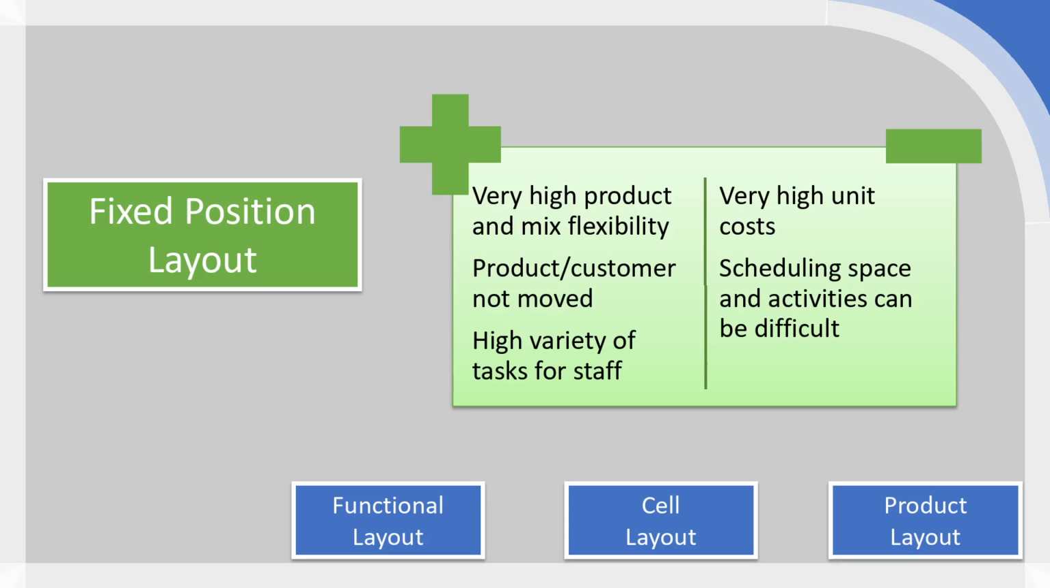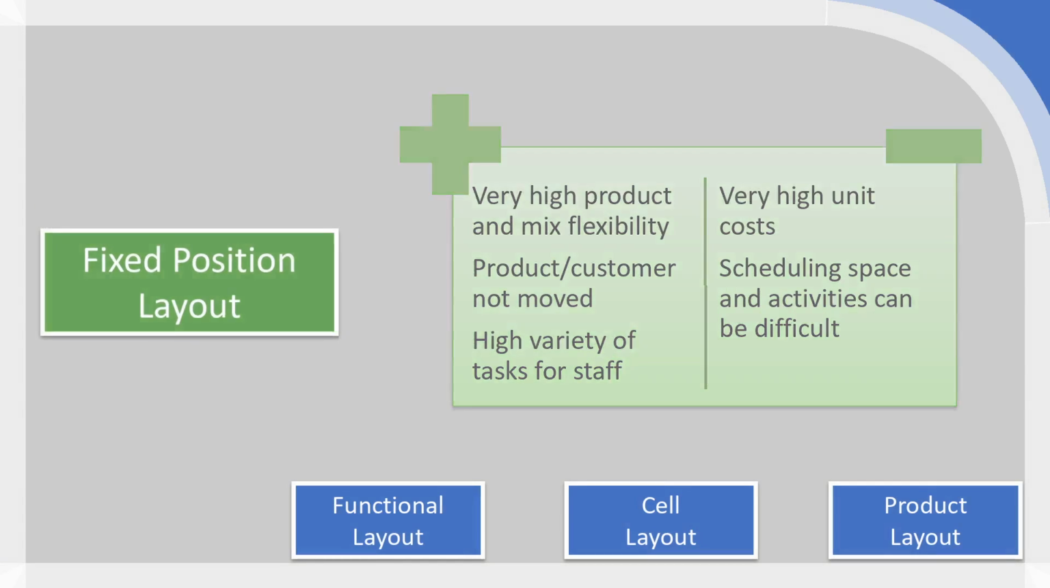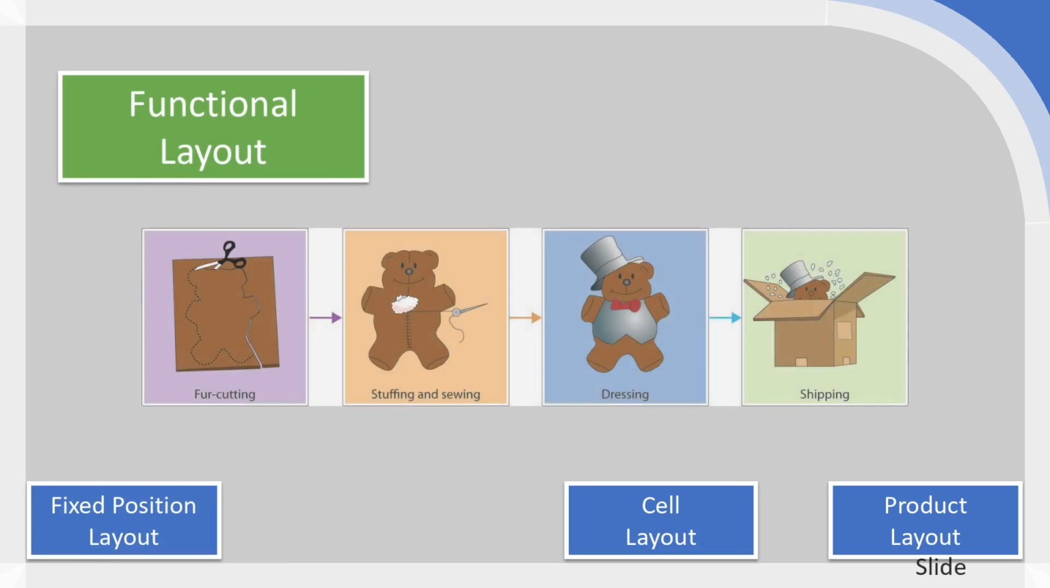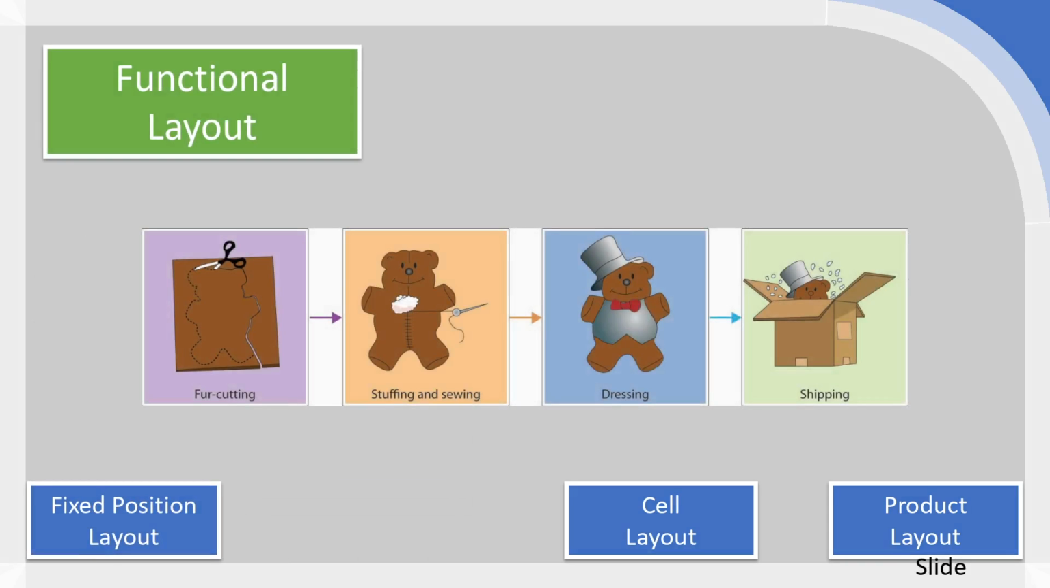If we move on to our second of our four layout designs, so here we have a functional layout. So with a functional layout, we do actually have movement of the transformed resource. So the thing that we're producing, the thing we're outputting, will move from place to place. But here the movement occurs with grouped activities. It can be sequential, but it's not necessarily sequential.